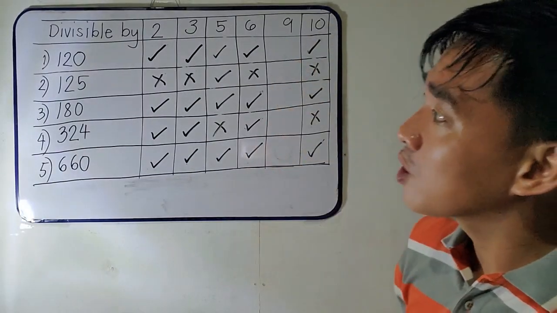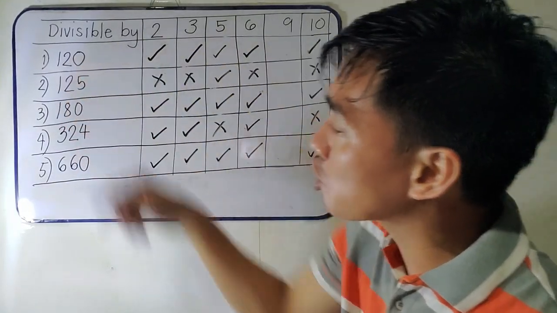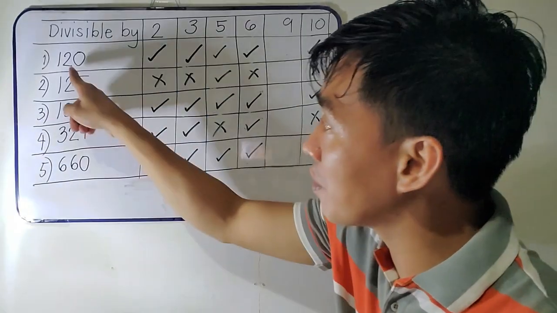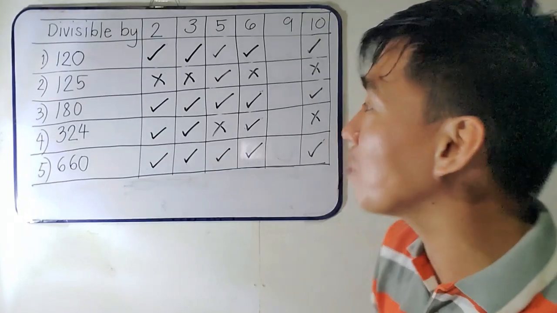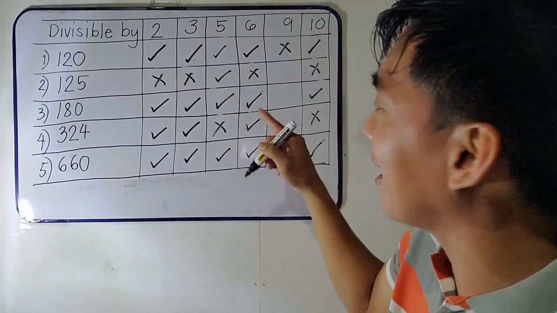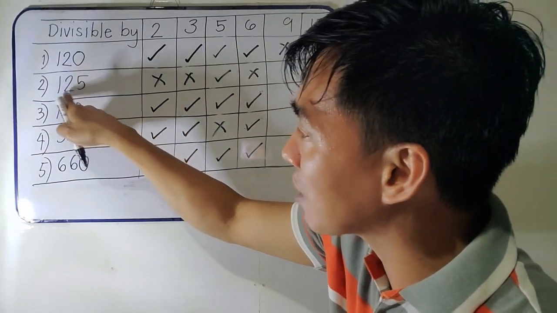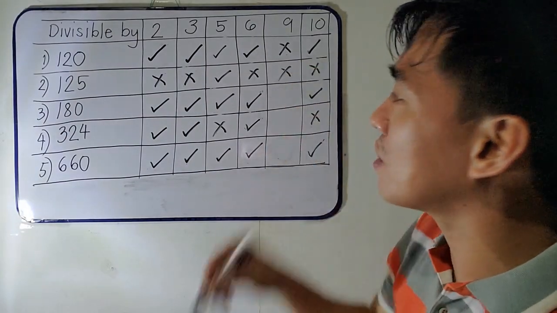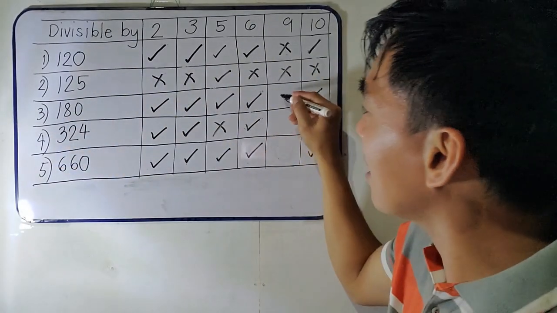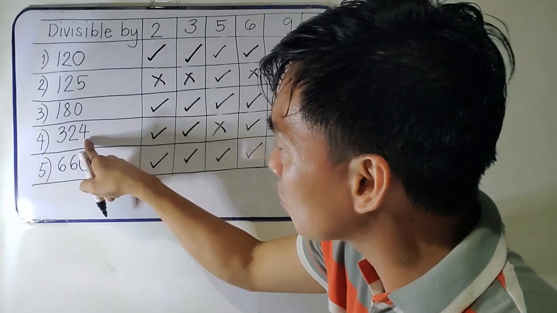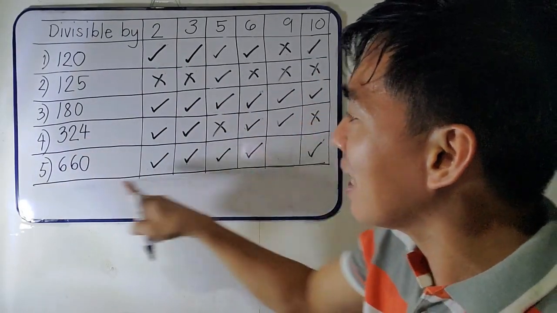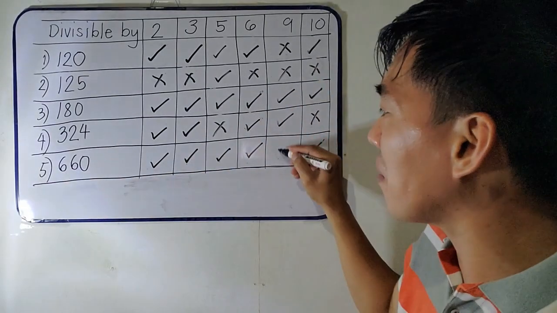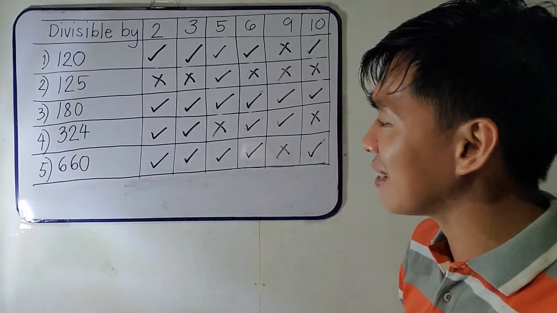Now, let's try 9. So, the sum of the digits should be a multiple of 9. However, 3 plus 1, 2 plus 1 is 3 only, so not divisible by 9. This time, 5 plus 2, that's 8, that's not divisible by 9. 8 plus 1, that's 9, divisible by 9. This one is 4 plus 2 is 6, that's divisible by 9. And this one, 6 plus 6, that's 12, not divisible by 9.